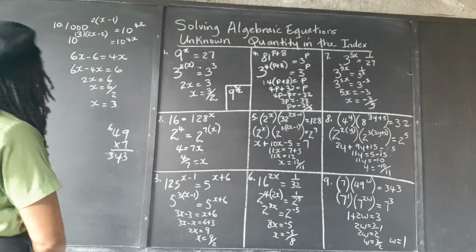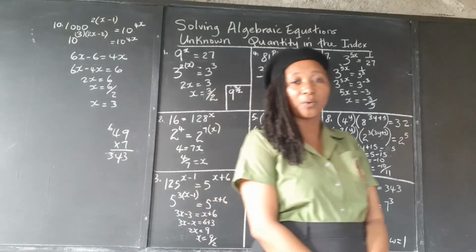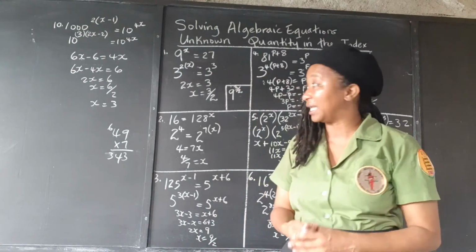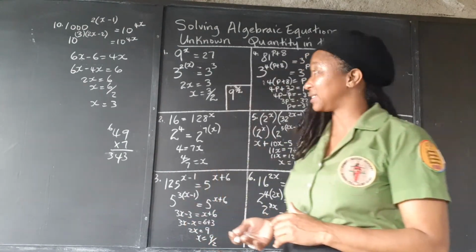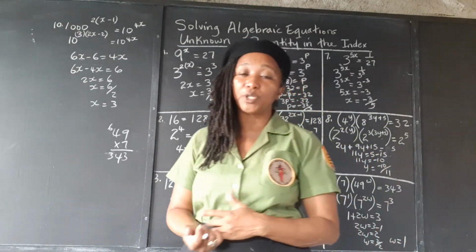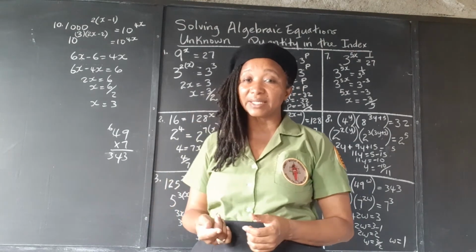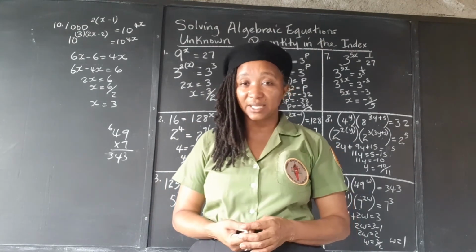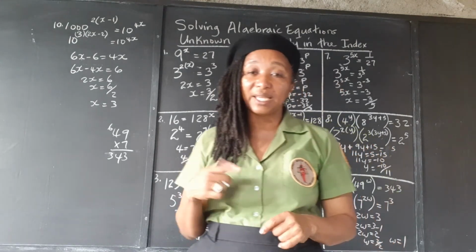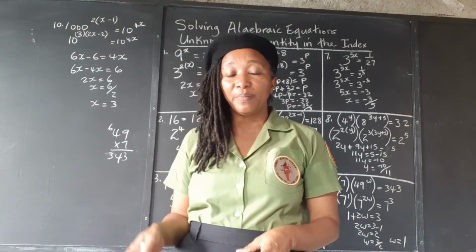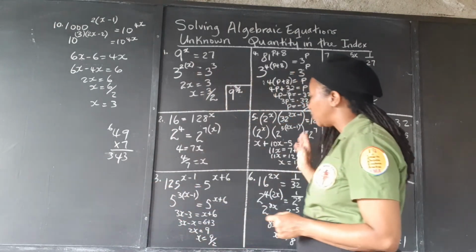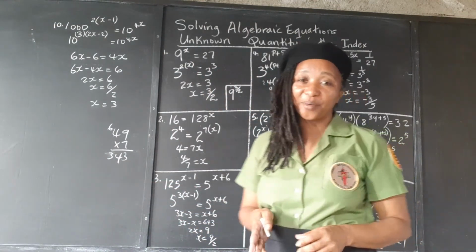Okay, very good. So we have solved our equations. The unknown quantity was in the power, in the index, the exponent. So the easy way to do it is to first reduce the numbers to the same base and then use the laws of indices, which tell us that if we're multiplying and the bases are the same, we just add the indices. If we have the same bases and they're equal to each other, we equate the indices. So using those principles, we have solved our problems.